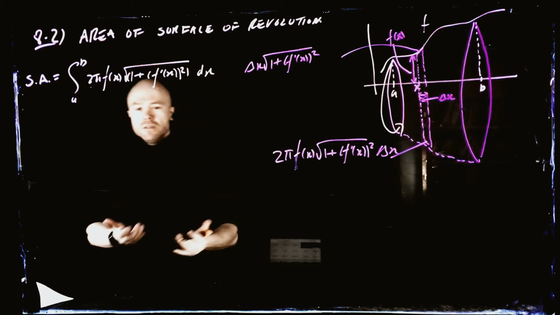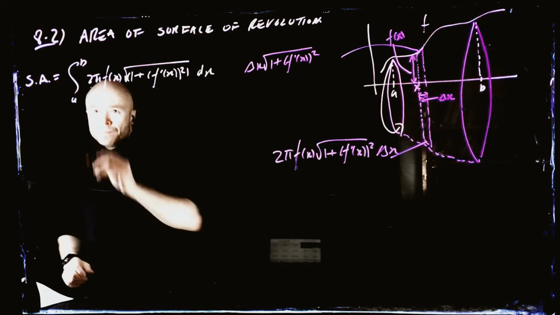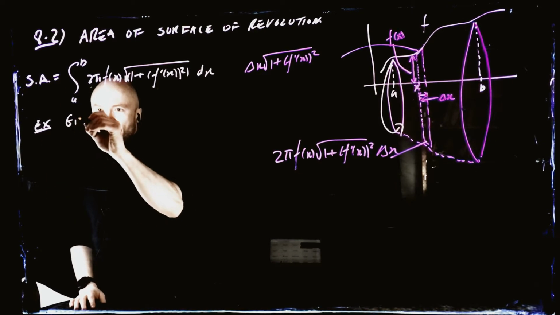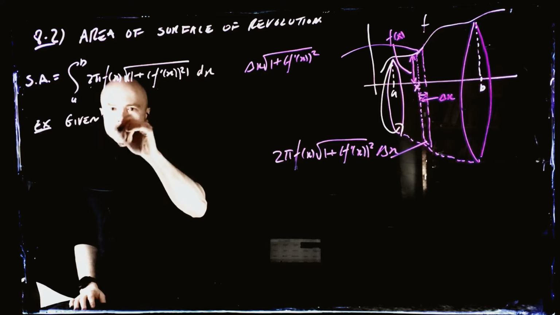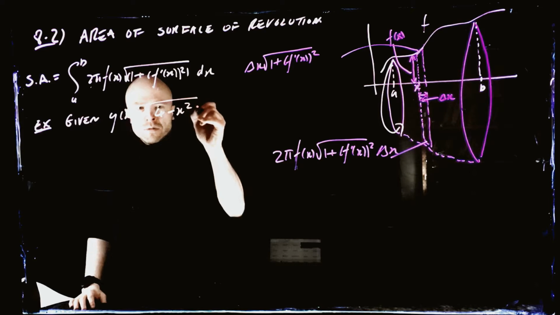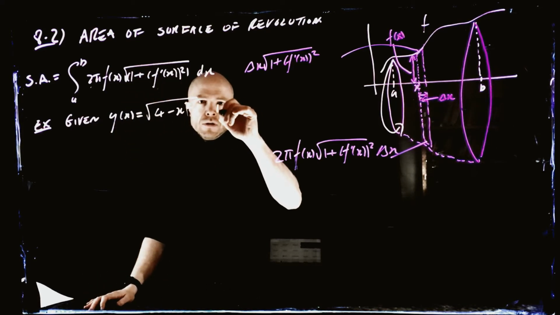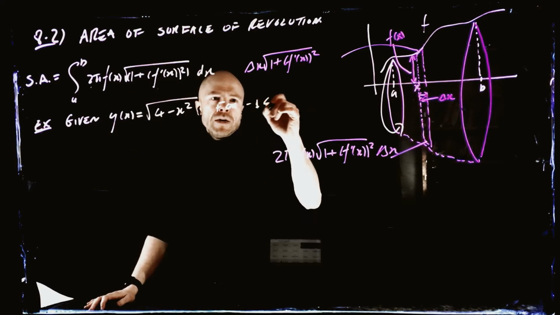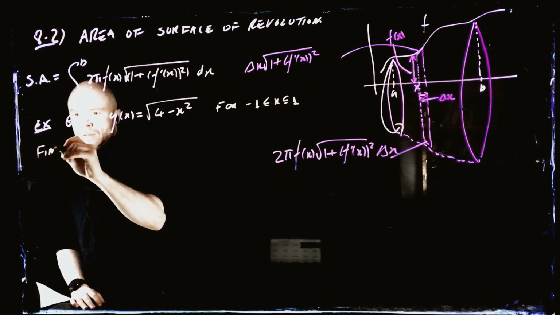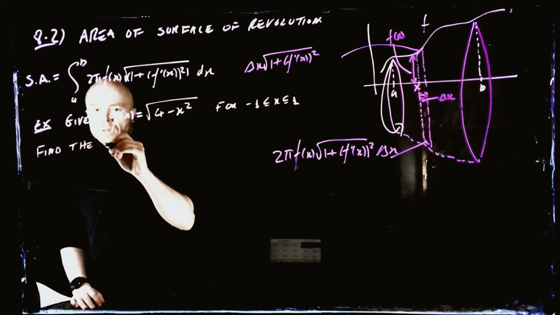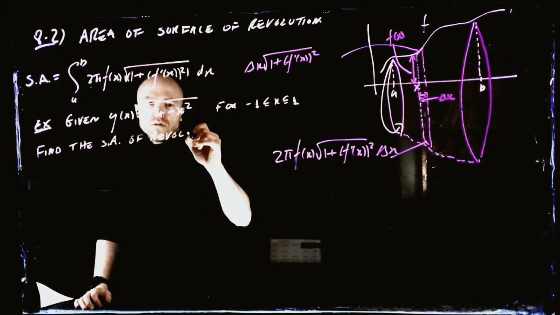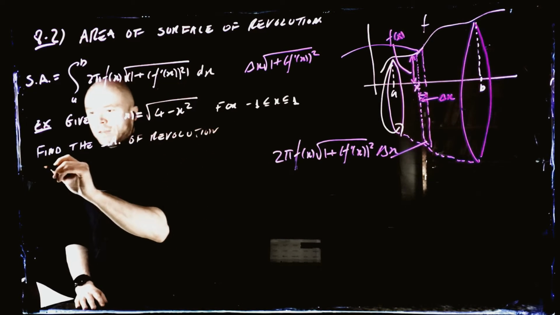Once we have it, then we just use it to calculate. So let's do an example. Given y of x, which is given by this thing, for x between -1 and 1, find the surface area of revolution when rotated around the x-axis.